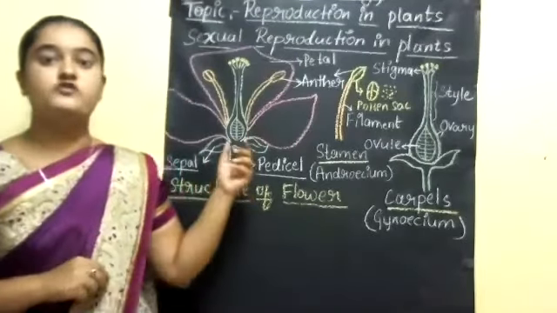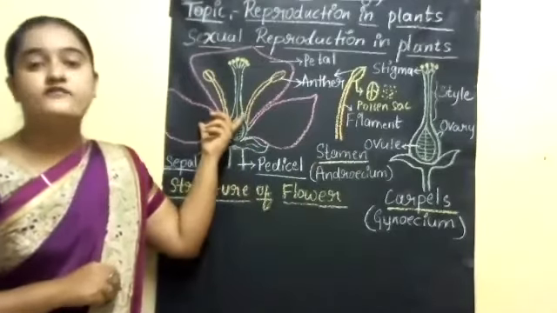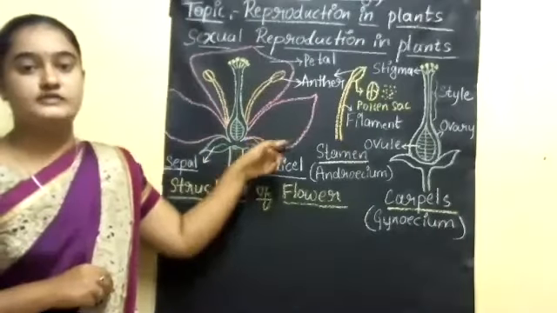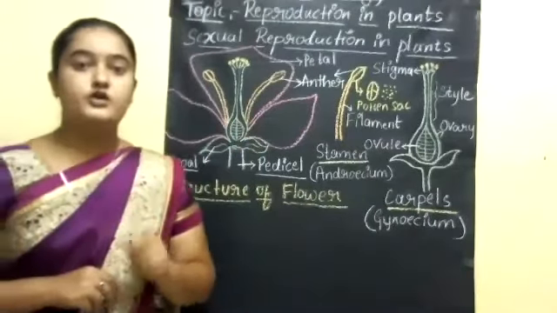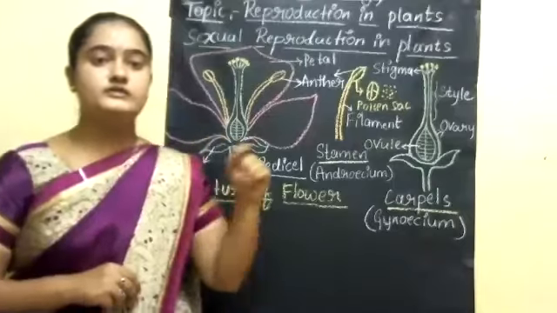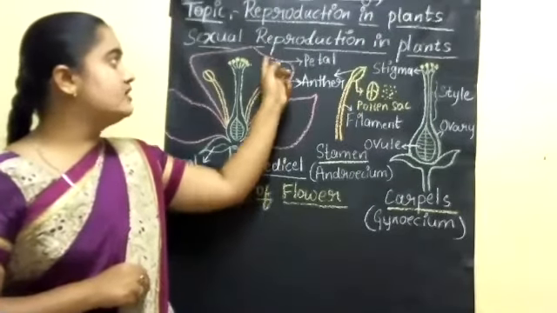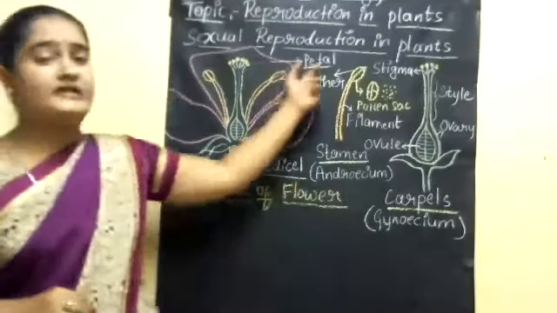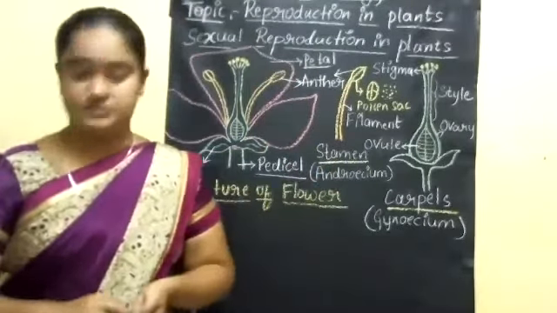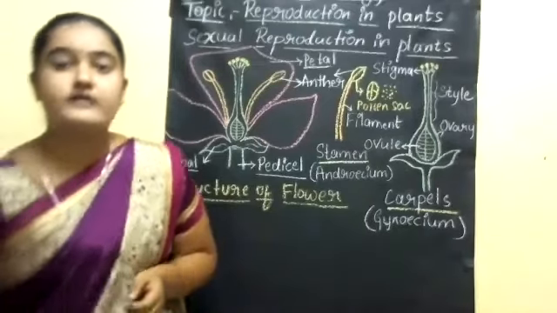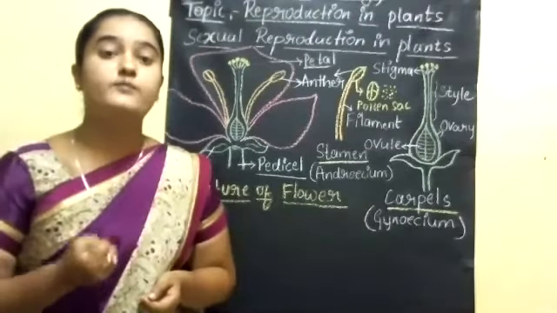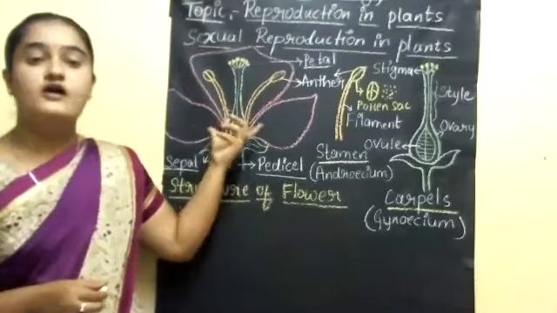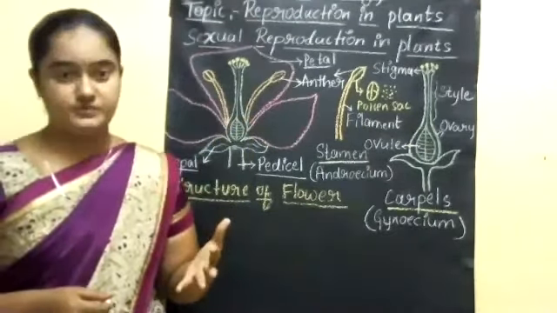Next, we'll go for the second whorl of the flower. It is the corolla, the pink colored part which you can see here. The corolla consists of single units called petals. These petals are usually colorful in nature, to attract the insects for pollination.